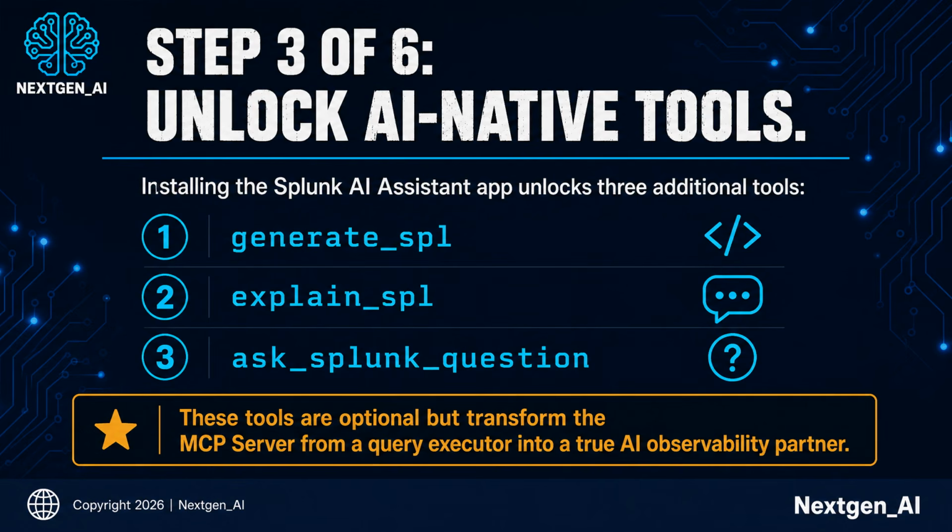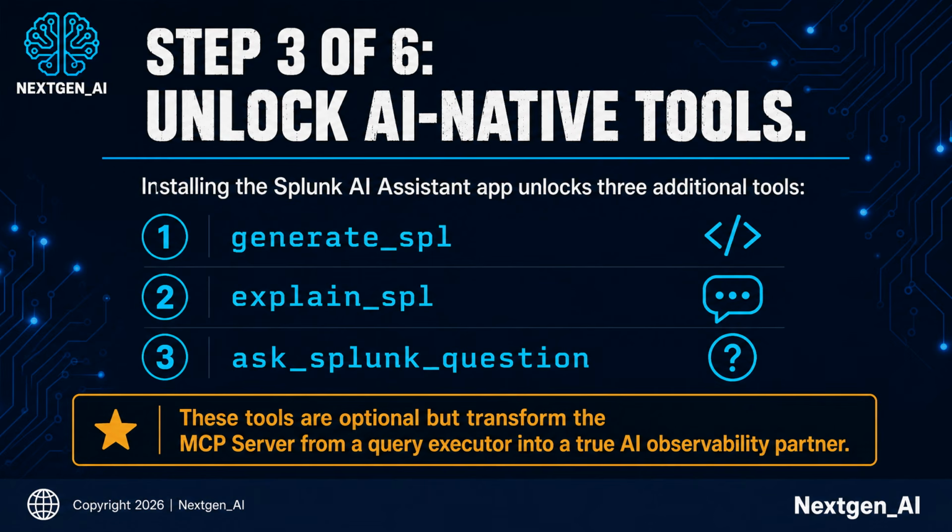Once the core MCP server is installed and the RBAC permissions are configured, you can extend the agent's capabilities significantly by installing the Splunk AI Assistant application. This is a companion app, also available on Splunkbase, that adds a suite of AI-specific tools to the MCP server's tool catalog. The most powerful of these is the Generate SPL tool.